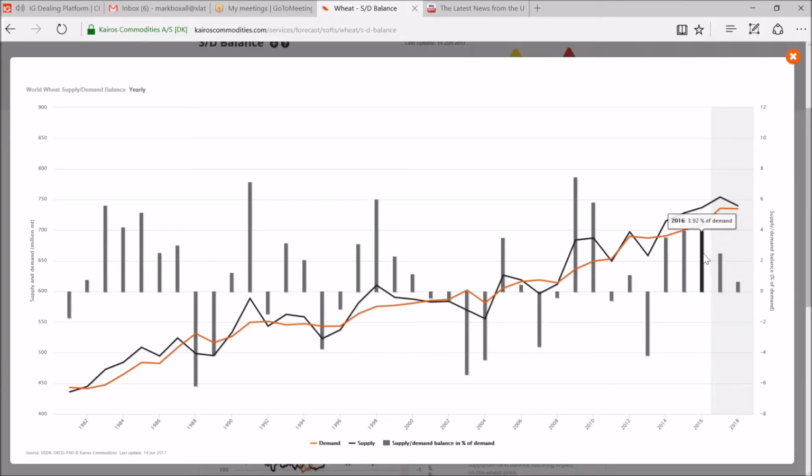These bars show supply as a percentage of demand. So when these bars are going down, the supply surplus is diminishing. Hence, there's an upward pressure on price at this moment in time.